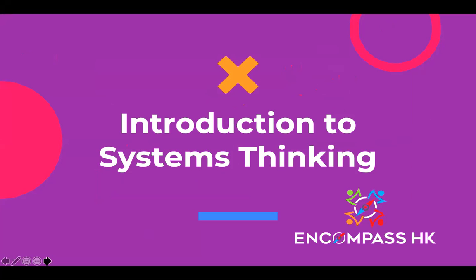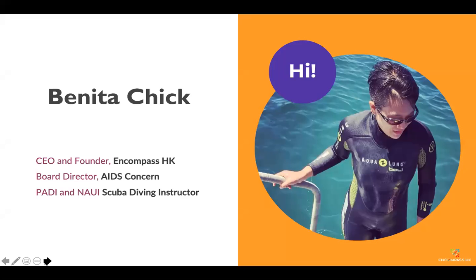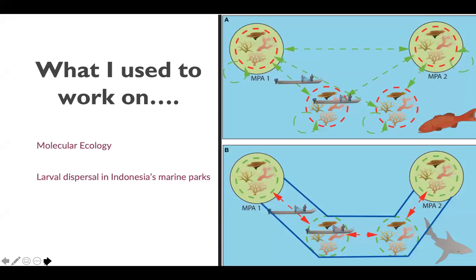Okay, good, thank you. So today we're going to talk about system thinking, and just a little bit of introduction about myself. I'm founder of Encompass, a social enterprise in Hong Kong. I'm also passionate about scuba diving. Before I started this social enterprise, I spent a year living in Indonesia, looking at larval dispersal and using a molecular ecology technique to look at how the marine protected area in Indonesia is being connected.